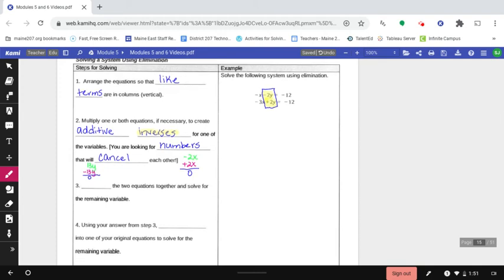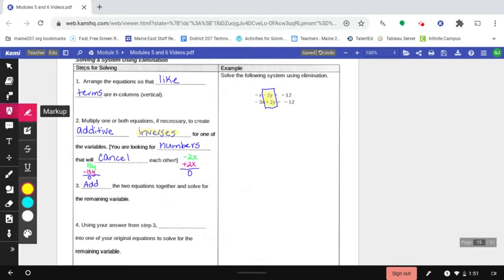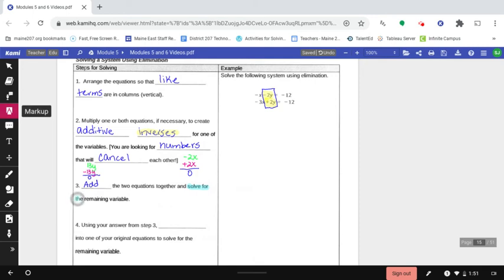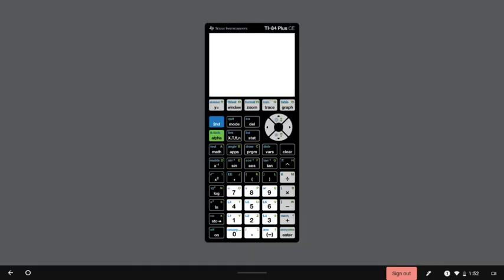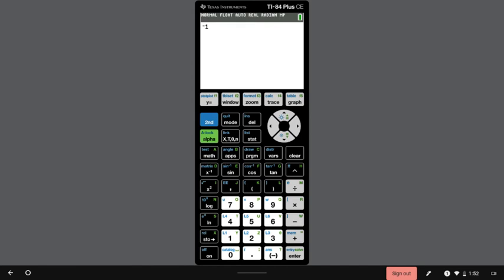In step 3, we are going to add the two equations together and then solve for the remaining variable. Let's see what that means. If we take our two equations and add them together, I'm going to draw a big equal sign, and I'm going to add the x's, add the y's, and add the constants. So I have negative x plus negative 3x. Just in case we need to, we can pull up our calculator and do negative 1 plus negative 3, and we get negative 4. Now, some of you might already look at that and go, oh, it's just negative 1 minus 3.